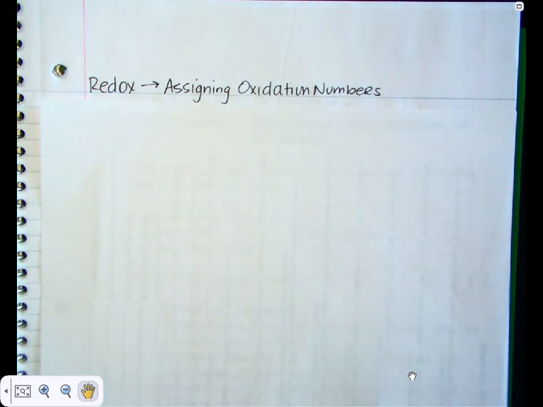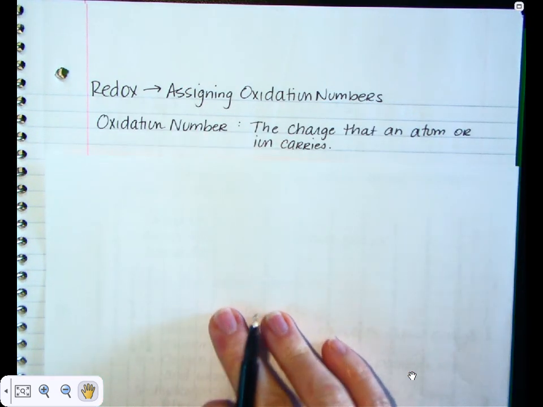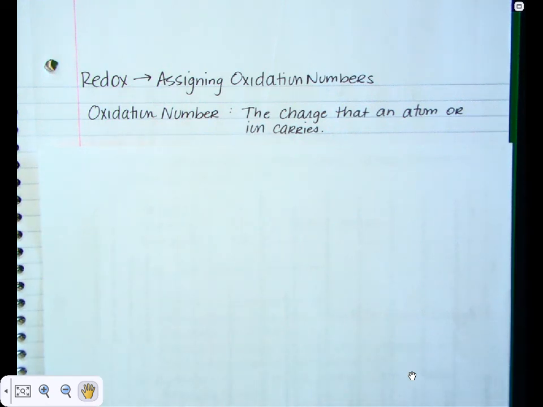Okay, so in this recording, we're going to look at redox and assigning oxidation numbers. This is the first step in any redox equation, to go ahead and assign your oxidation numbers. Remember that oxidation number is just another way of describing the charge that an atom or ion has. So an atom obviously would have a zero charge, and then an ion would have some sort of positive or negative charge based on how many protons and electrons that particular element has.